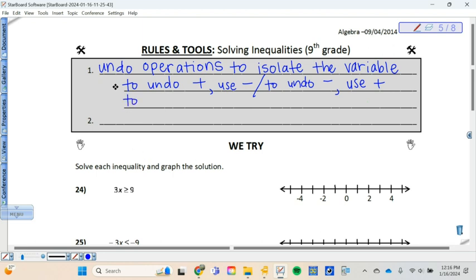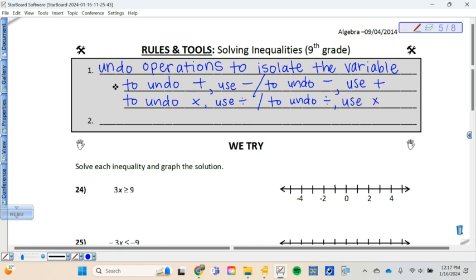And to undo multiplication, what do we use? Division. And the opposite, to undo division, what do we do? Multiply.